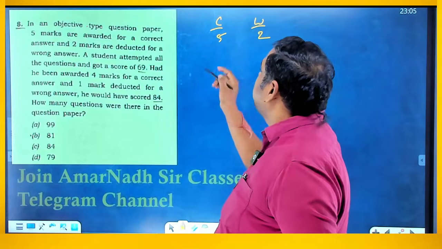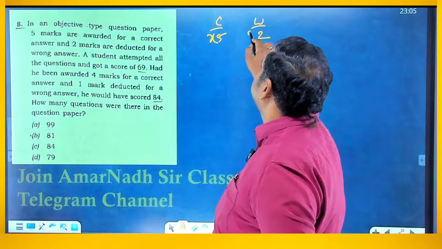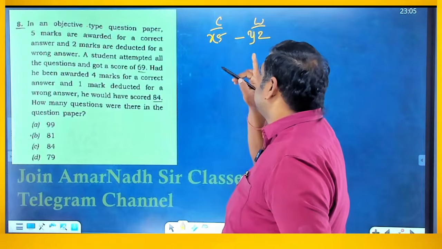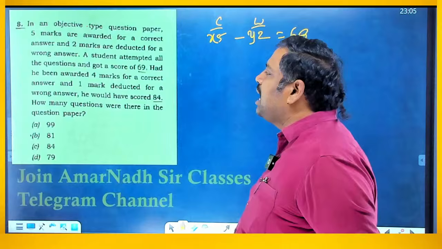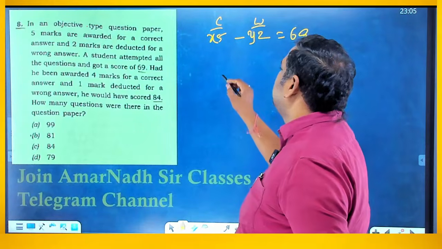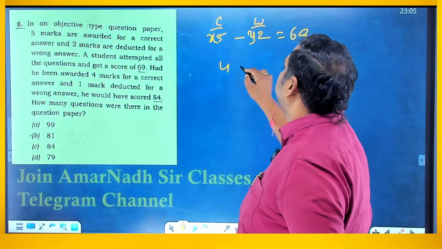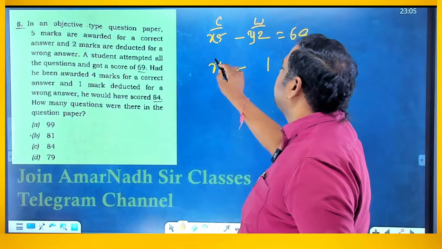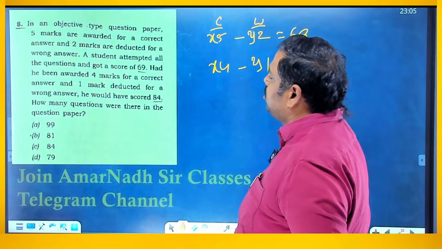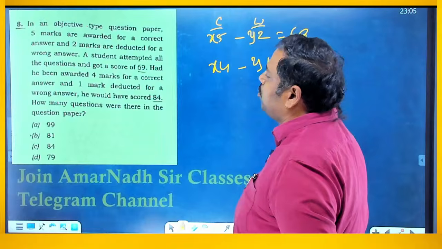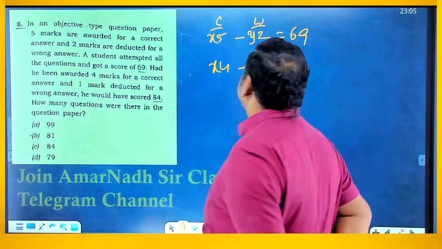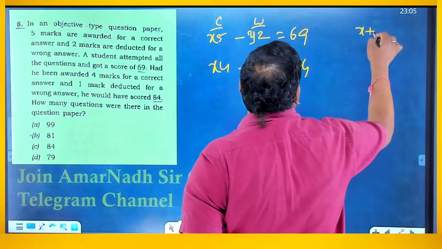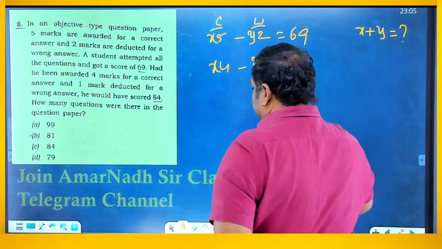Let's imagine X questions are correct, Y questions are wrong. Wrong means -2, right? So these are the marks, and the total he got is 69. Had he been awarded 4 marks for a correct answer and 1 mark for every wrong answer, then it would be X into 4 and Y into 1, so he would get 84 marks. How many questions were there in the question paper? That means correct answers plus wrong answers, X plus Y, is what he is asking.